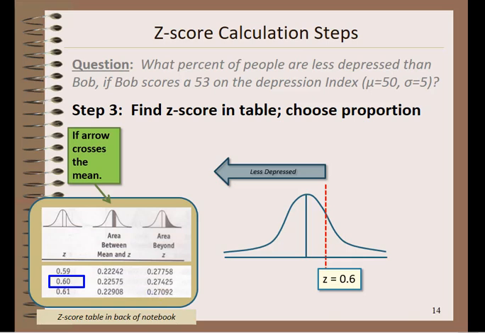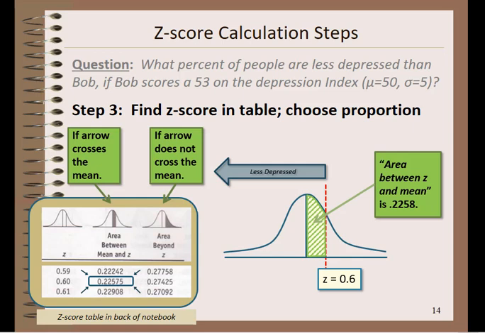So here's my z-score. I'm going to look that up, and then I'm going to use one of these two numbers. Well, which of those two numbers am I going to use? It depends upon what you have done with your arrow. If your arrow has crossed the center, like we did here, you know you need to define this area, which is the area between the mean and the z. So that's the number that you're going to pull out of the table. You can see here I'm pulling this 0.22575. Your table isn't quite as detailed, so don't panic. But I'm going to define that as 0.2258.